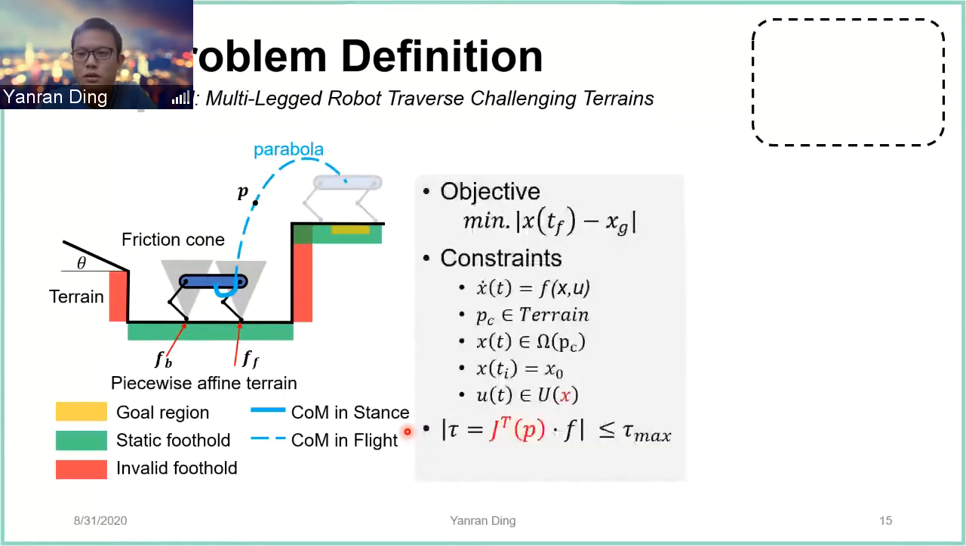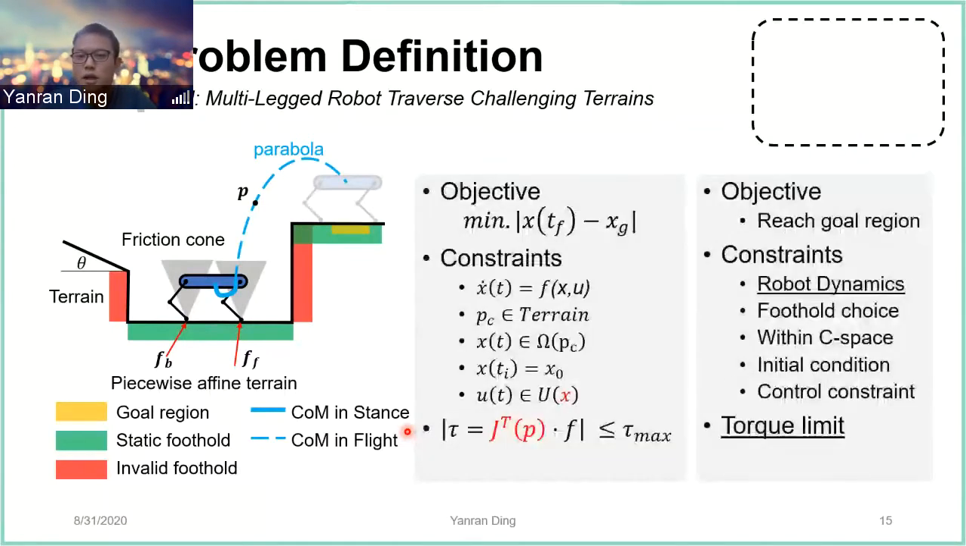So this problem could be formulated as an optimization with the objective to minimize the difference between the state at the end of the motion and the goal state. And the following constraints have to be satisfied, including the robot dynamics, the foothold choice, and so on. This problem in general is hard to solve because there's non-convexity coming from the robot dynamics and the torque limit constraint. As you can see, the Jacobian is used here in this constraint, which has sine and cosine terms, which is non-convex.